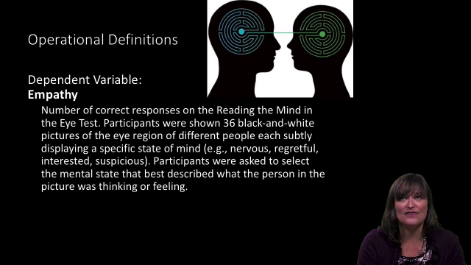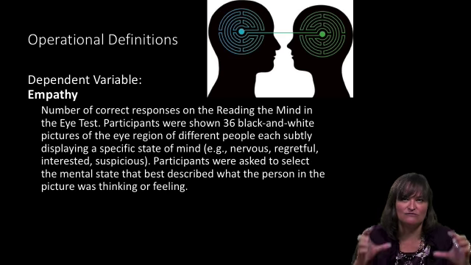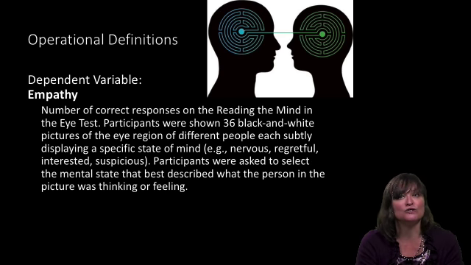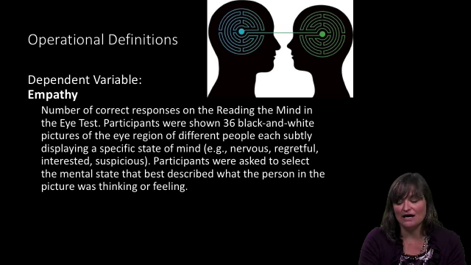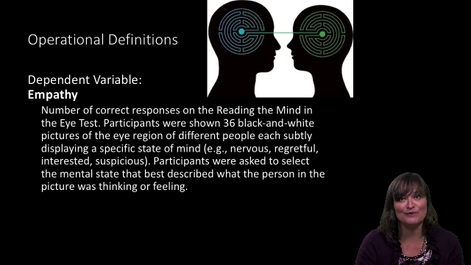Our outcome variable, empathy, the way that these researchers defined that was they used a task called reading the mind in the eye. And so the participants were shown black and white pictures of just right around the eye region of people displaying emotions, and were asked to identify what emotion they were showing. Now, they were given just 4 options for each one, so that it was a multiple choice test. They would be able to get some of them right just by guessing. Let's take a look at what that looks like.